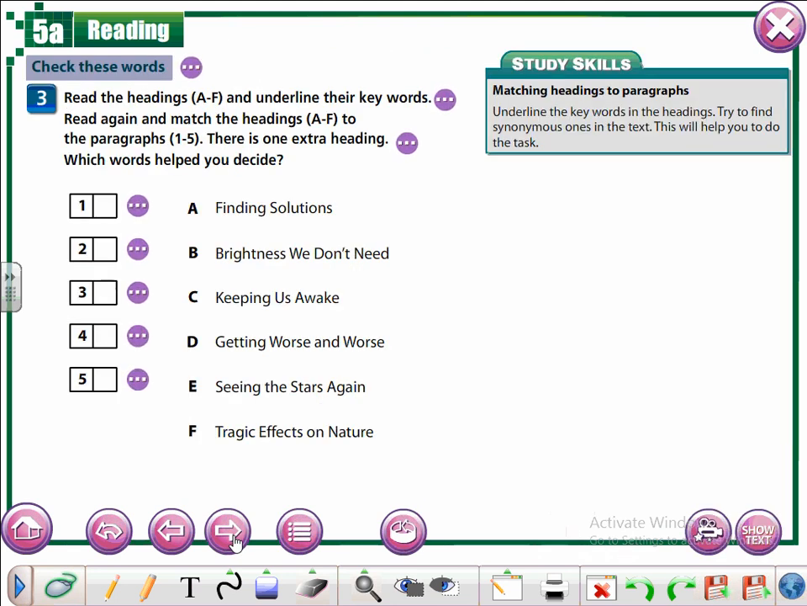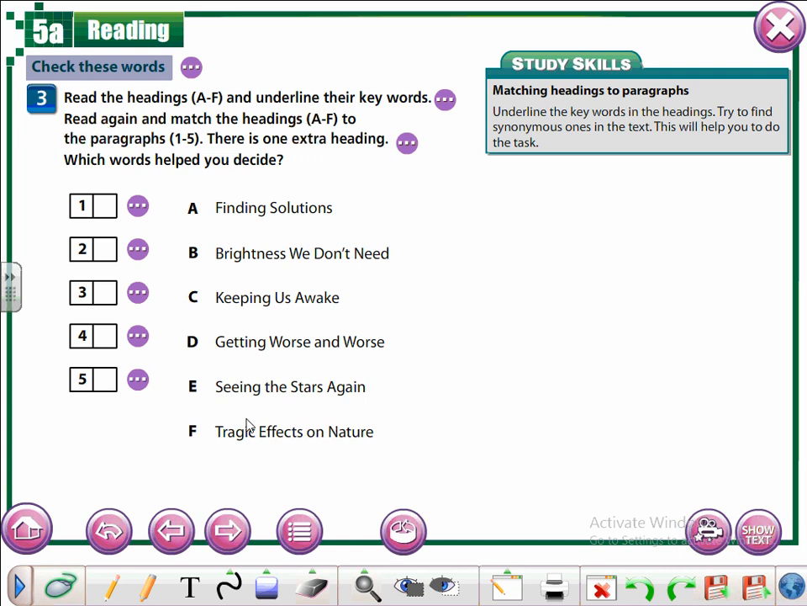Okay, so we have here some headings. We're going to read the headings from A to F and underline their keywords. And then we're going to match them to the paragraphs that we have read from 1 to 5. So here we have: finding solutions, brightness we don't need, keeping us awake, getting worse and worse, seeing the stars again, and tragic effects on nature. So we have 6 headings. Actually, we have 5 paragraphs. Okay?